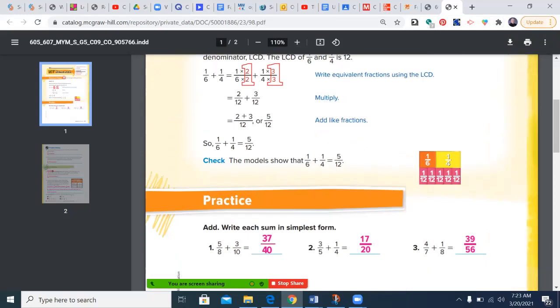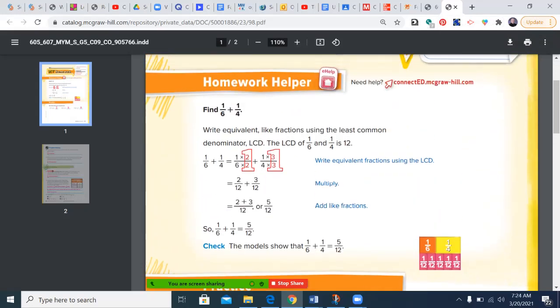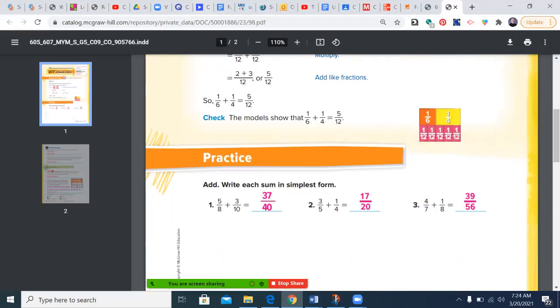And you can see that we were adding and writing each sum in simplest form. Some of the tricks include finding the least common multiple of 8 and 10, which in fact is 40. Or some students may choose to multiply 8 times 10 and just go for the simplest form from there. In this case, 40 is a reasonable one, and you ended up with 37/40. There is nothing that goes into both 37 and 40, so the answer is complete there.